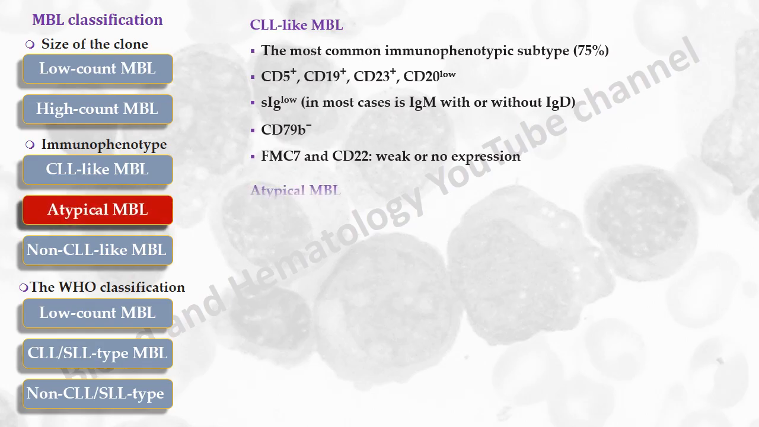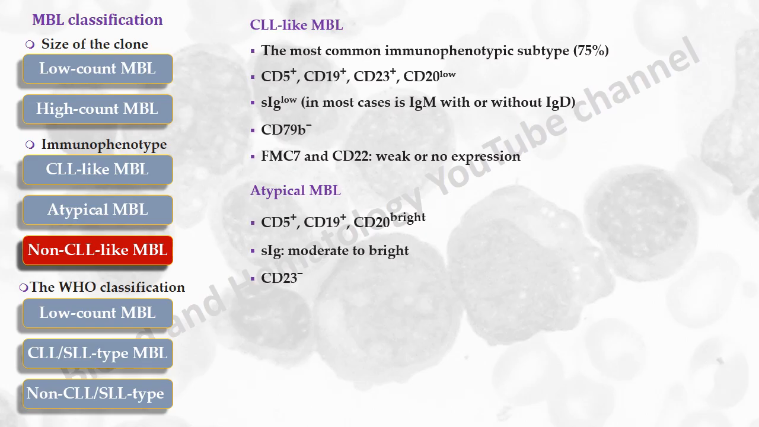Atypical MBL is characterized by strong expression of CD20 and surface immunoglobulin along with absence of CD23. Non-CLL-like MBL is characterized by strong expression of CD20, moderate to high surface immunoglobulin expression, and absence of CD5.